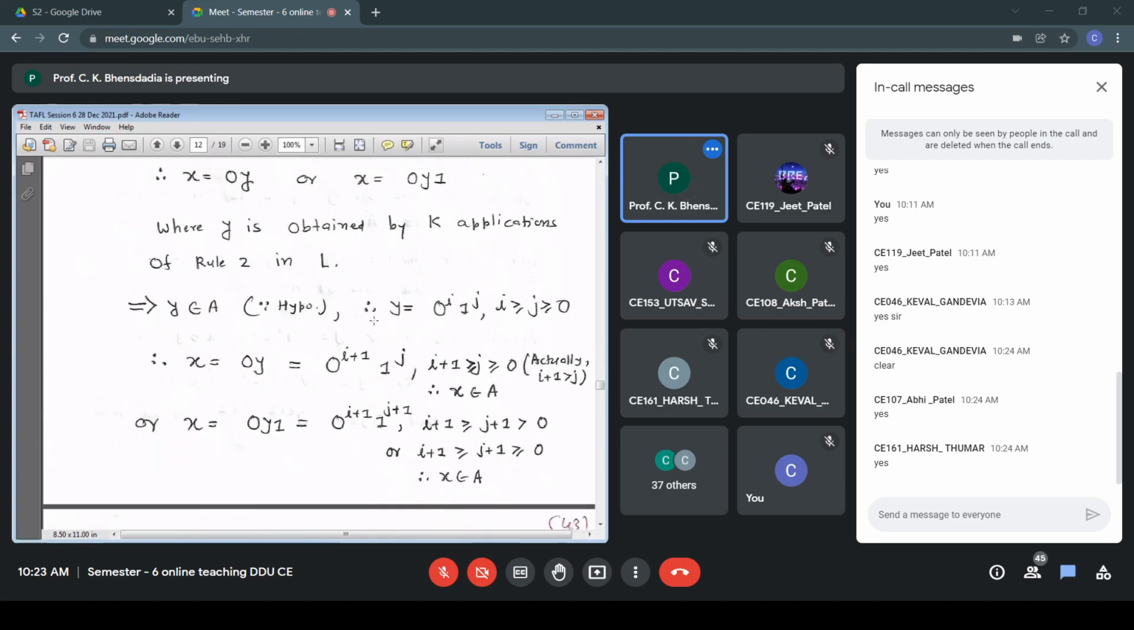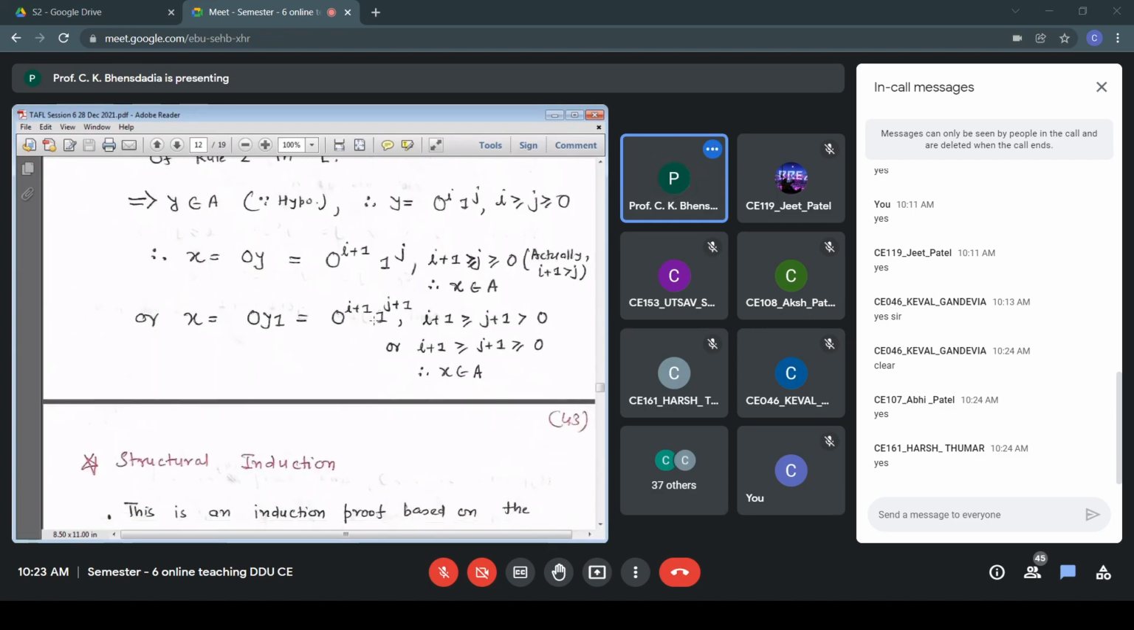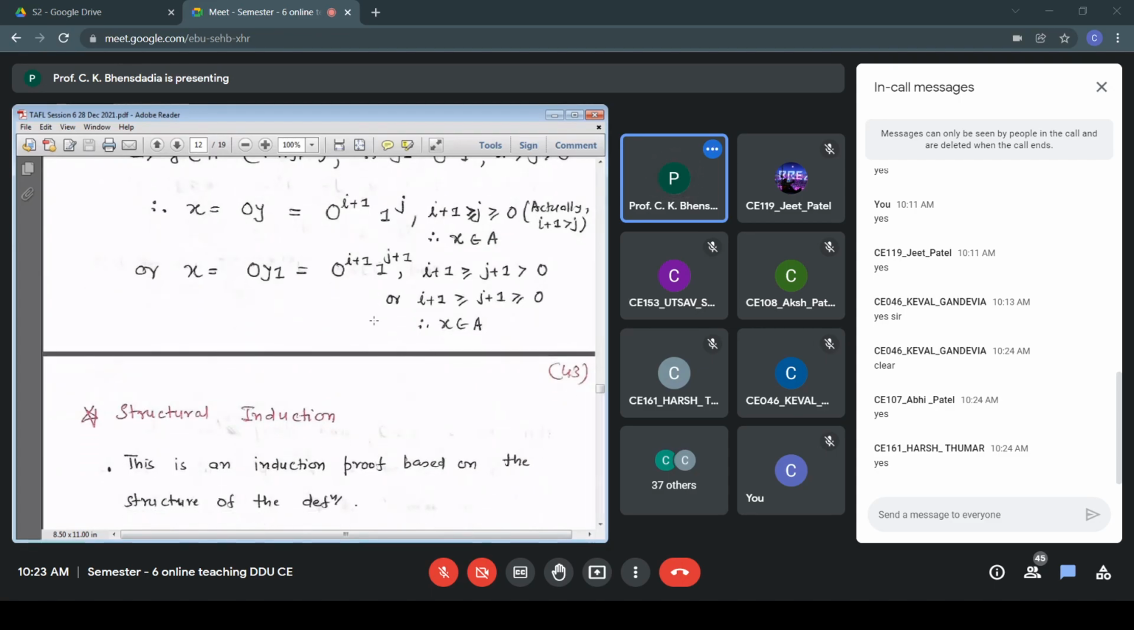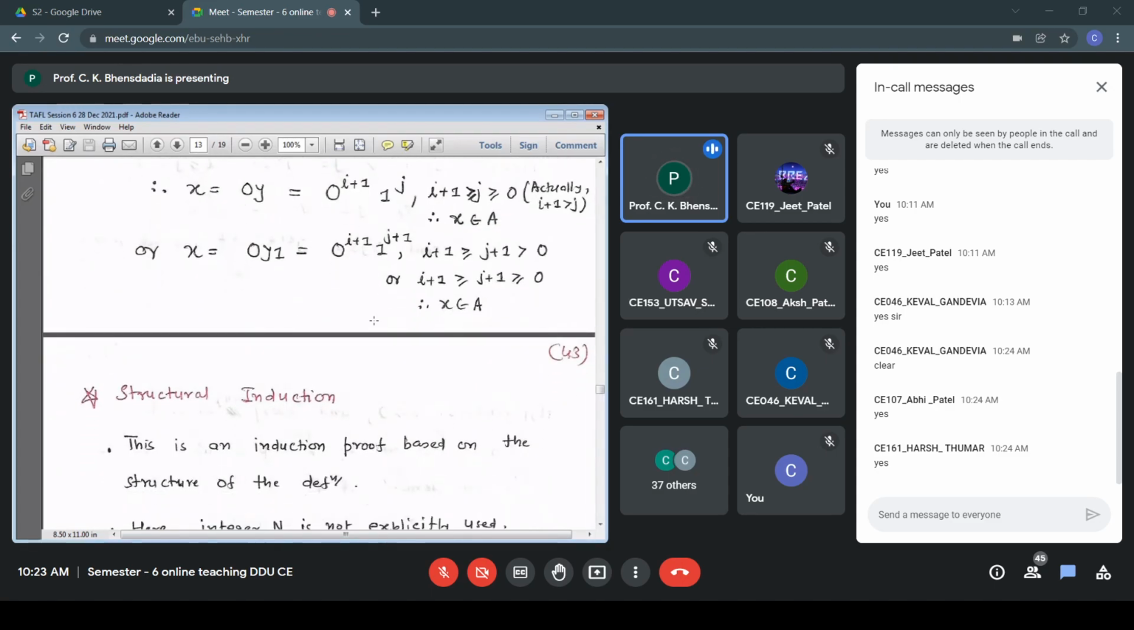Any doubt? Otherwise, we move to the next version of induction. So far we have studied the weaker form of PMI and the stronger form of PMI. Actually there is a representation difference in what is called structural induction. Here we have a different representation than our conventional PMI. What is that? Let's see.